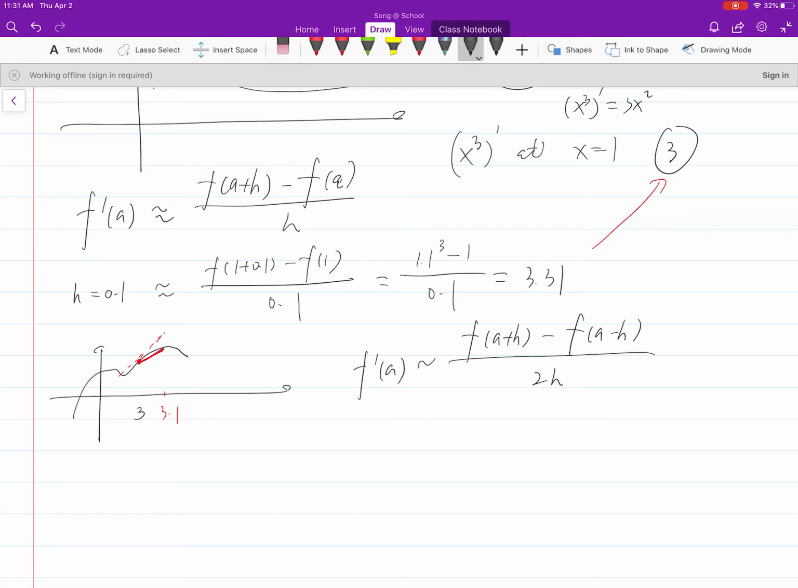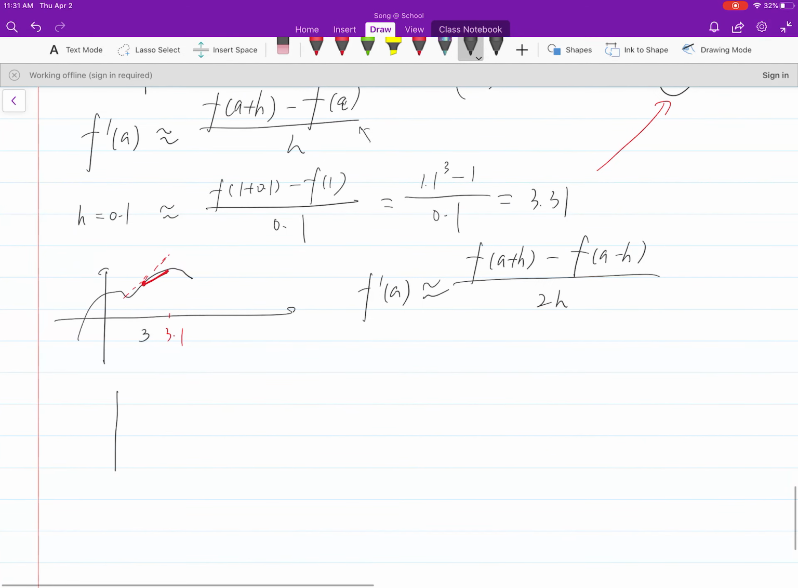Okay? Take a look. This is called central difference, and this is different from what we have here. Now this time what we do is, instead of taking 3 and going a little bit ahead to 3.1 and finding the slope of this, I don't do that. Instead, let's use 3 plus h. Oh, sorry, this is 1. And 1 plus h. Okay. Let's use 1 and 1 plus h and 1 minus h.